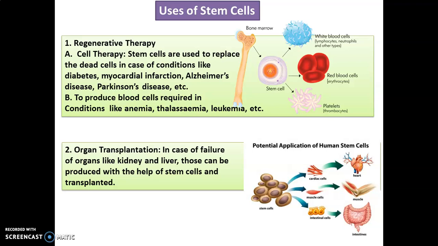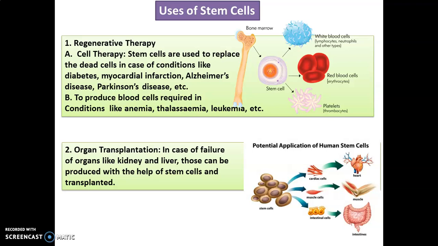To replenish blood cells required in conditions like anemia and thalassemia. Thalassemia is a condition where in children the hemoglobin production of the body is very less. So that leads to severe anemia, and that could even lead to death. And also leukemia, that is cancer. So all these types of problematic cells could be replaced by regenerative therapy.